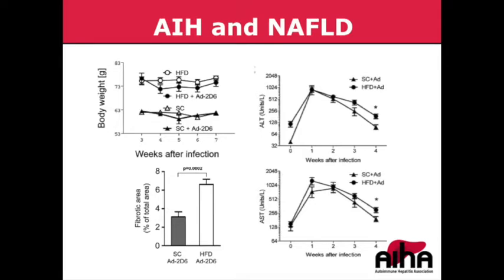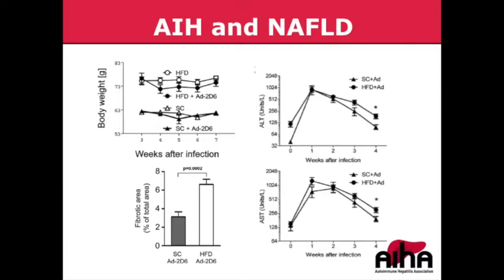This is a super complicated slide, but important. This was a study done using mice who were specially bred to, when given a special virus, exhibit features of human autoimmune hepatitis. So what they did was they studied these mice after giving them two different diets, a high-fat diet and just a low standard diet. The mice with the high-fat diet had higher body weights. Then they injected these mice with this virus that causes their livers to act like human autoimmune hepatitis. And what they saw was that the mice who were fed the high-fat diet had worse liver enzymes.